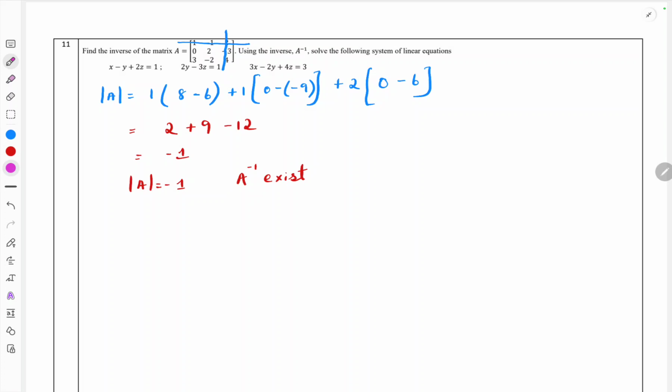So now how to find the A inverse? To find the A inverse we have to find the adjoint of A. So A inverse is nothing but 1 by determinant of A into adjoint of A. So how to find the adjoint? We have to take this middle element, which is 2.